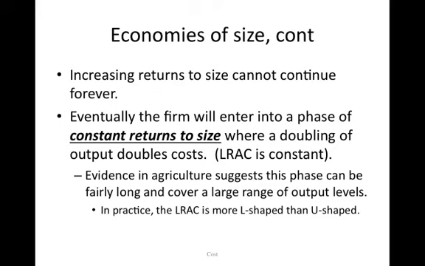And in fact, in practice, much of the existing empirical evidence from agriculture suggests that the long-run average cost curve looks more like an L. That is, you take advantage of increasing returns to scale, and then the long-run average cost curve flattens out. So the idea here is that long-run average cost is more like an L than like a U.